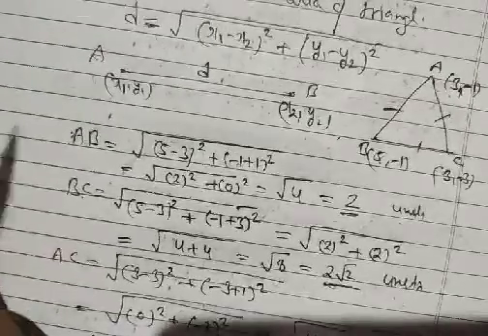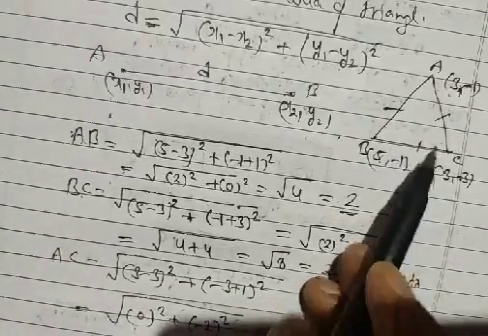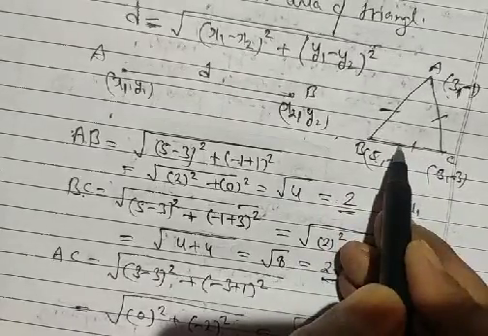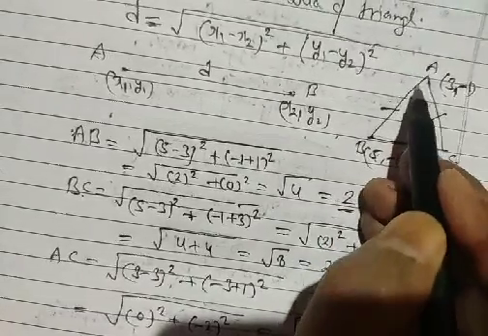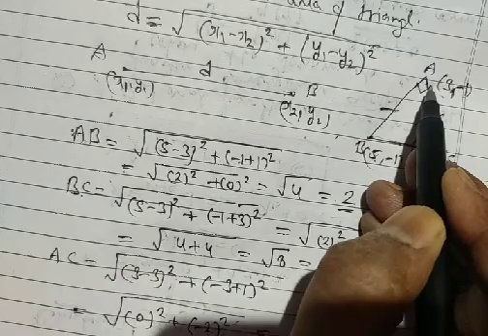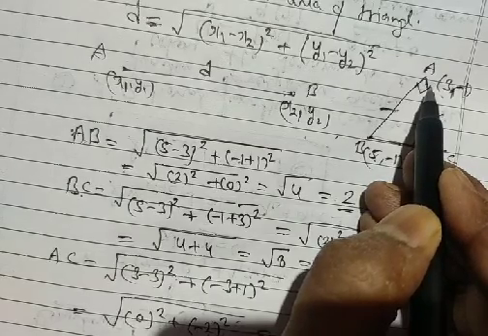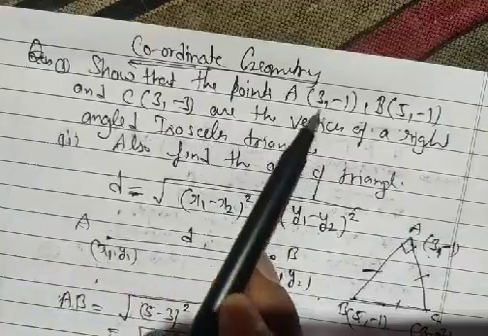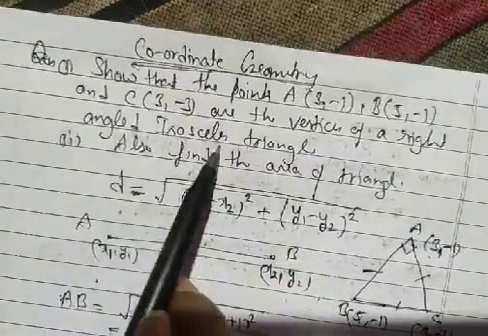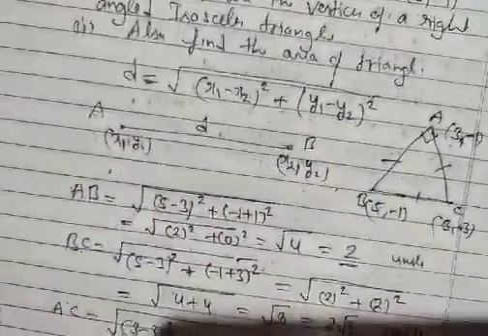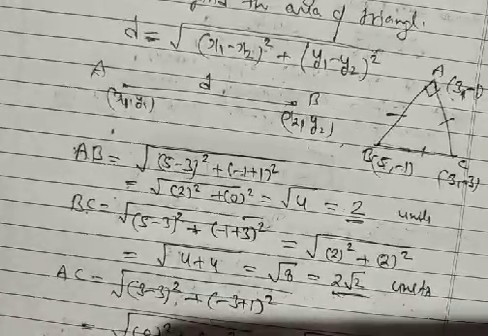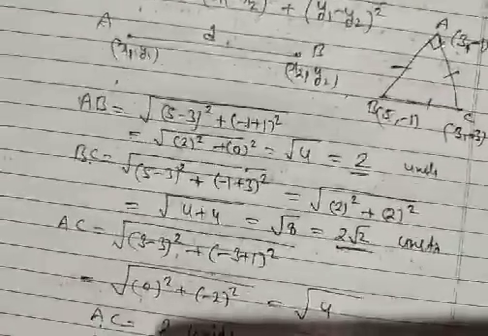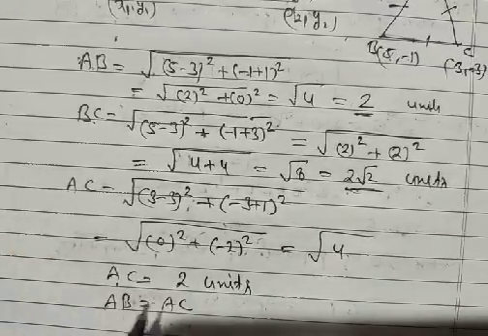And we can make this clear by the concept of geometry. BC is the hypotenuse, which means the angle opposite to this side, angle A, is the right angle. Now, in the problem we have to show that these are the vertices of a right angled isosceles triangle. We have shown the triangle is isosceles, but we also have to show that it has a right angle.